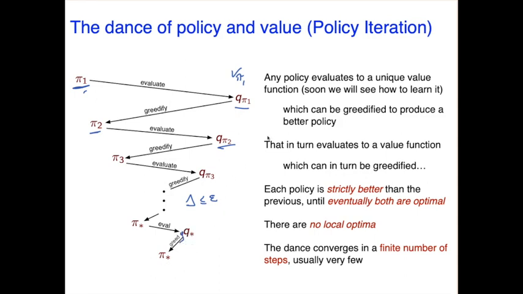So any policy that you start with will evaluate to a unique value function. So there is a value function that gives you the correct evaluation of that policy. And then greedily choosing actions from that will give you a new policy which will be better than the previous one until you reach optimality.